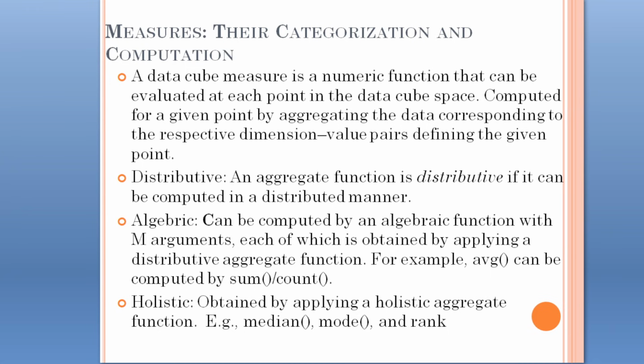An aggregate function is holistic if there is no constant bound on the storage size needed to describe a sub-aggregate. That is, there does not exist an algebraic function with m arguments that characterizes the computation. Common examples of holistic functions include median, mode, and rank.